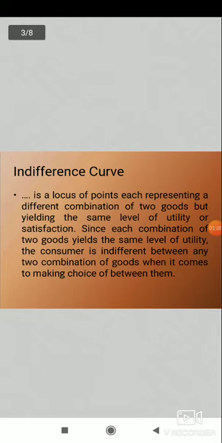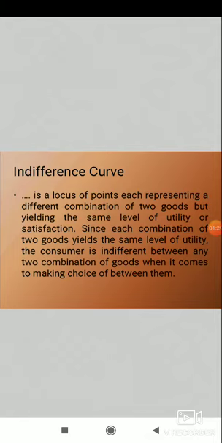This video will show us about the indifference curve. An IC is a locus of points, each representing a different combination of two goods, but yielding the same level of utility or satisfaction. Since each combination of two goods yields the same level of utility, the consumer is indifferent between any two combinations of goods when it comes to making a choice between them.